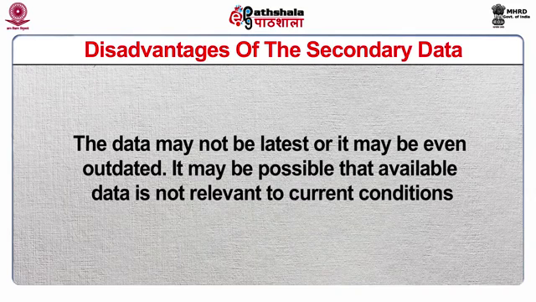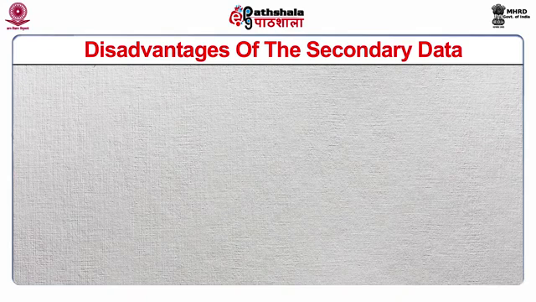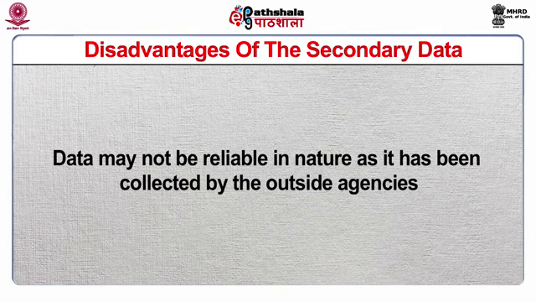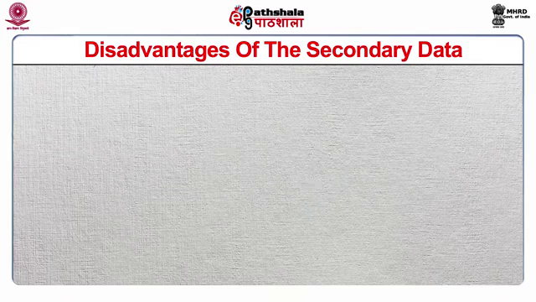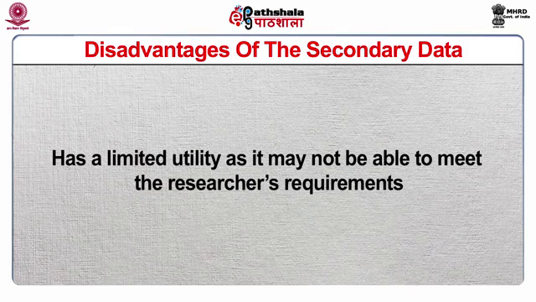Second, the data may not be latest or it may be even outdated. It may be possible that available data is not relevant to the current conditions. The third, data may not be reliable in nature as it has been collected by some outside agencies. Fourth, it has a limited utility as it may not be able to meet the researcher's current requirements.